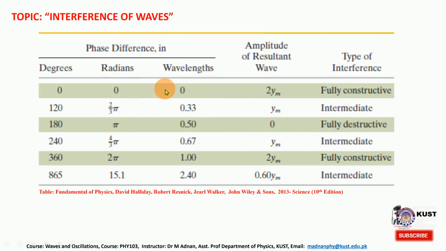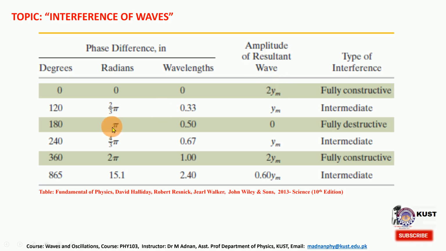Now, one can summarize the resultant wave, based on the superposition principle, in terms of the phase differences that can be expressed either in degrees, in radians, or in lambdas, the wavelengths. For example, if phi is equal to 0, that is, the difference between the two waves is 0, or we can say that they are 0 lambda apart, then we'll have constructive interference, and the amplitude of the resultant wave will be double.